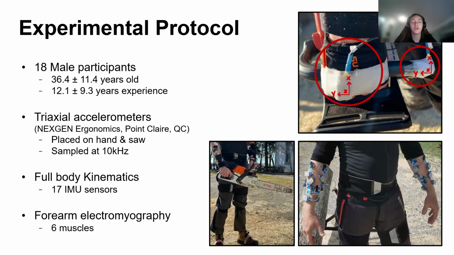And then we also put on some surface electromyography to allow us to look at muscle activity happening during these cutting tasks. This we did bilaterally, so we did both arms with 6 muscles on each arm, 3 flexors and 3 extensors. For the purpose of this talk, though, we're only really going to be talking about the vibration measures.